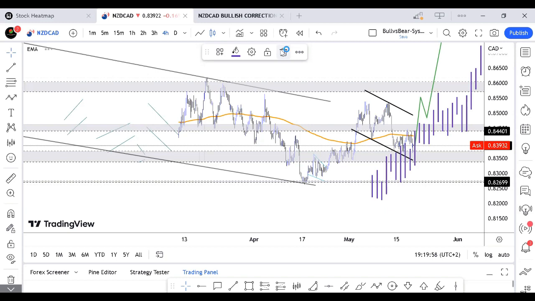But our advice is to wait for an impulse on the lower time frame to break the current resistance in the higher time frame, so that you can enter and then hold until you reach our take profit.